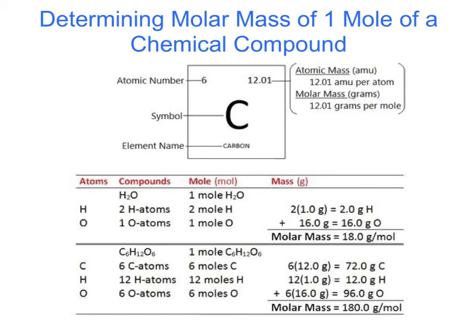Our first compound is water. So here's my compound of water. Everybody knows now that it should be H2O. So 1 mole of water, right? Well, let's just break it down this way. First of all, we know that 1 molecule of water has 2 atoms of hydrogen and 1 atom of oxygen.